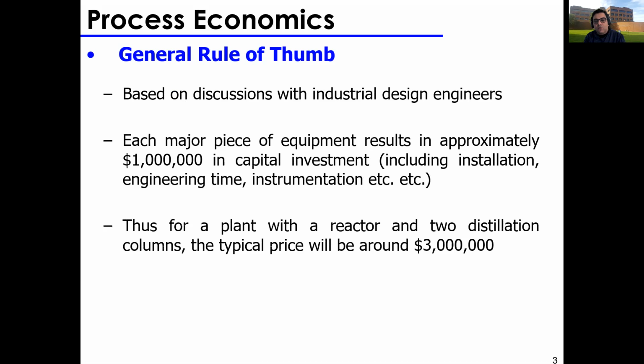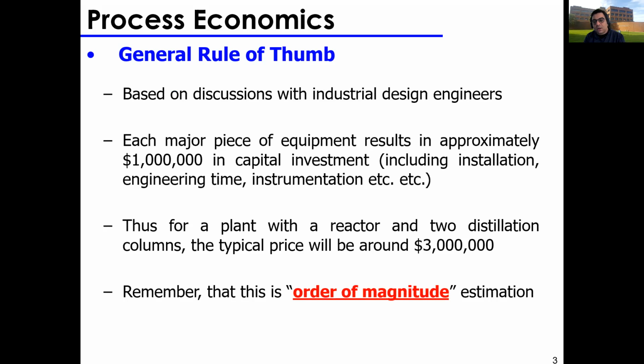And general rules of thumb for process economics, a lot of the time it's based on discussions with industrial design engineers. So a lot of the time when you're designing a plant and you want to get a gauge of how much it's going to cost, you need to look back at the literature, you need to look back at success stories of similar plants and use these as a basis. You don't want to reinvent the wheel every time you're designing a process, right?